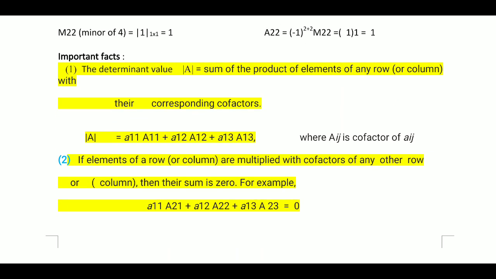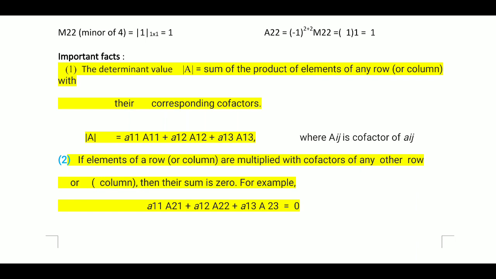The second important fact is, if the elements of a row are multiplied with the cofactors of another row or column, then their sum is always 0. Meaning, if we take the elements of the first row and the corresponding cofactors of the elements of the second row, and multiply them correspondingly, we get the result 0.